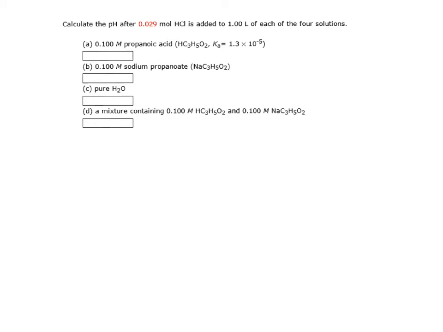In this problem, they're asking us to consider the effect of adding a strong species to different solutions, some of which are buffered. And the point is to illustrate the effect of buffering. In part A, it's an interesting scenario.